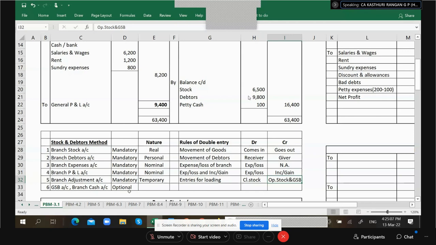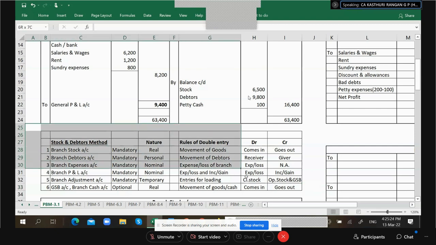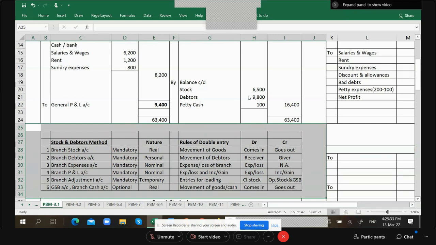Similarly, GSB account and branch cash account are both real accounts. It records movement of goods or cash. Rule: debit comes in, credit goes out. So if you can understand this, then preparing ledger accounts under stock and debtors method is very, very simple. Are you clear, friends? Have you learnt it in this manner earlier, or did you learn it by journal entries? Both are okay, but this will be easier for you to remember and also to understand.